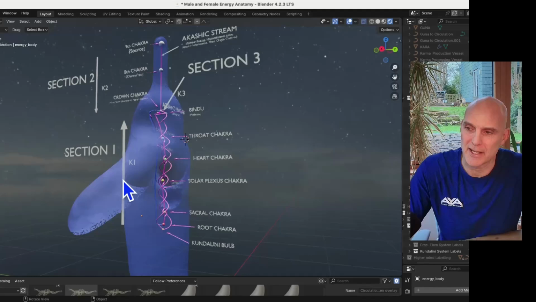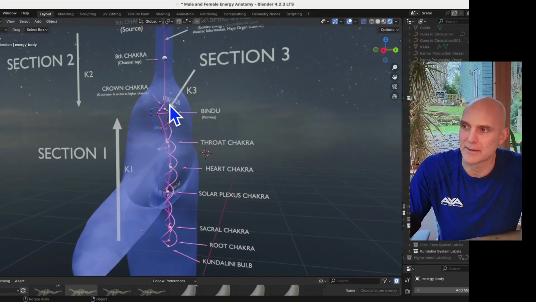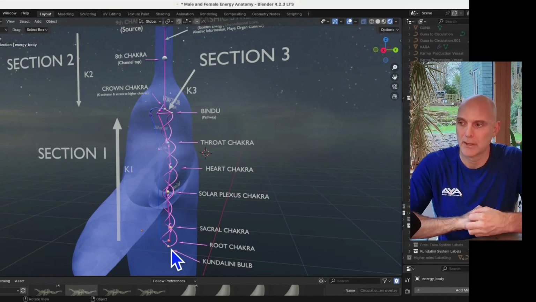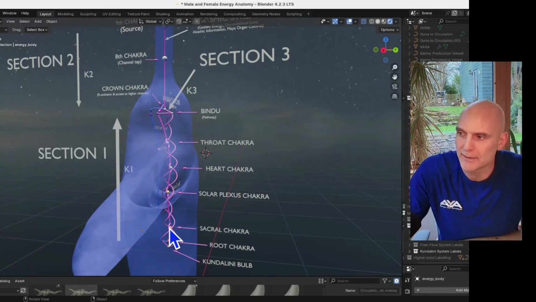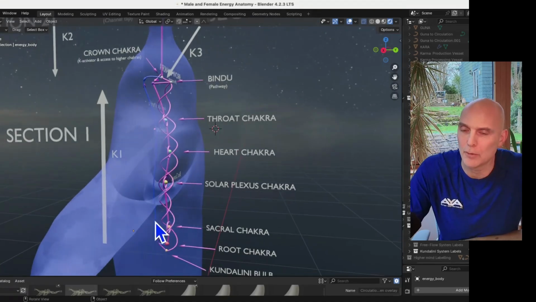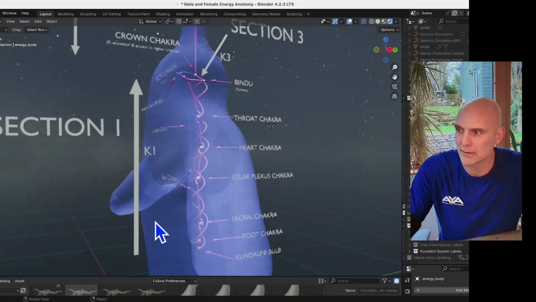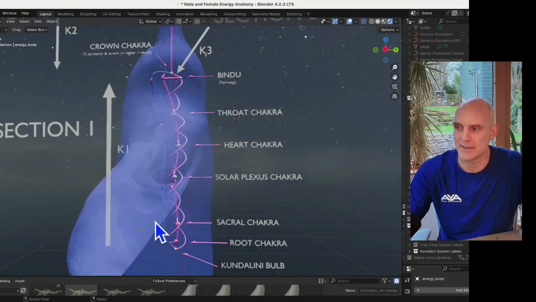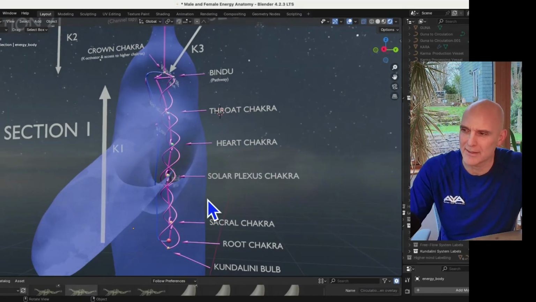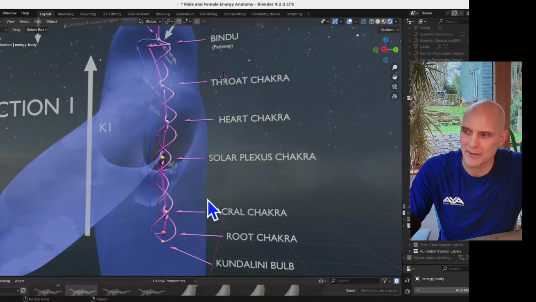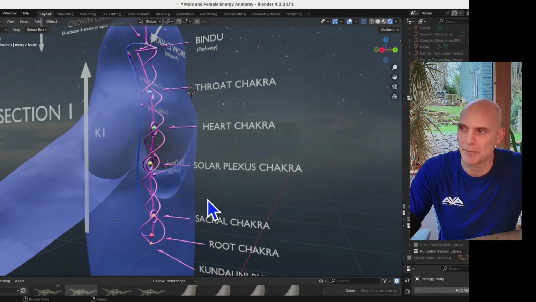Now there is a process of activating it, and the crown chakra is involved, the solar plexus chakra is involved, the Kundalini bulb is involved, and the root chakra is involved. However, I don't think it's necessary or beneficial for us to really talk about that or understand that in any detail. The reason is, I think it's not a great idea to be putting that out, because it encourages people to go and awaken it manually.